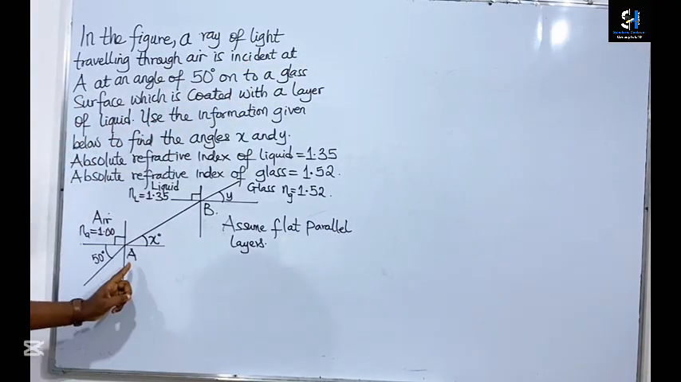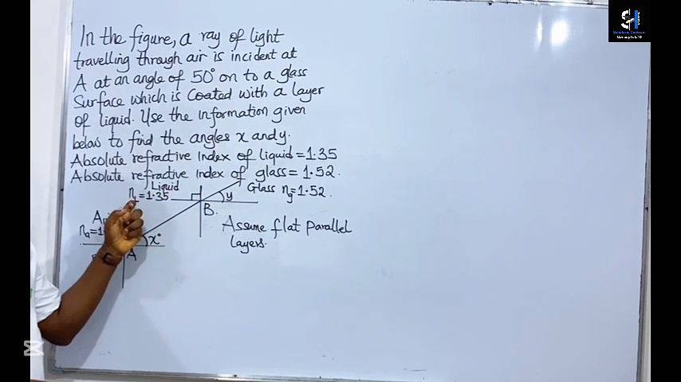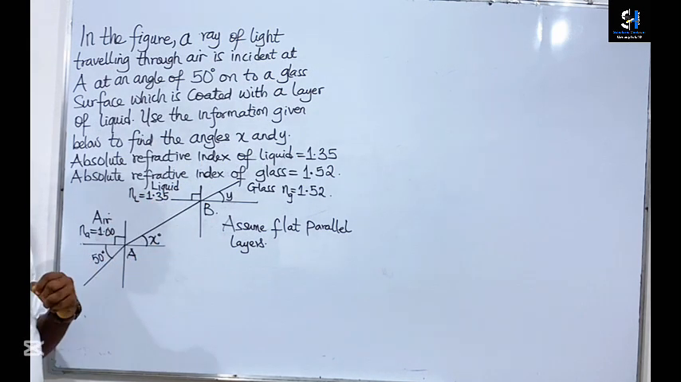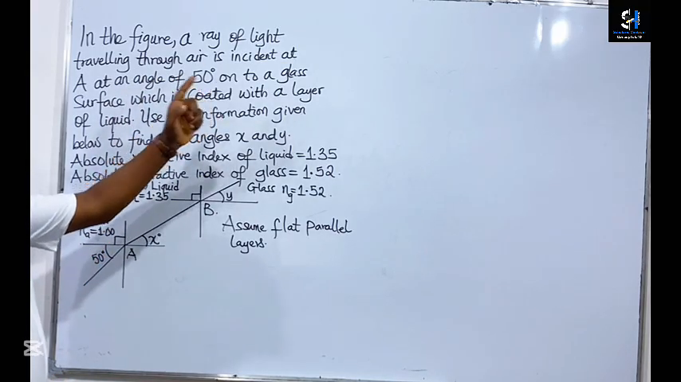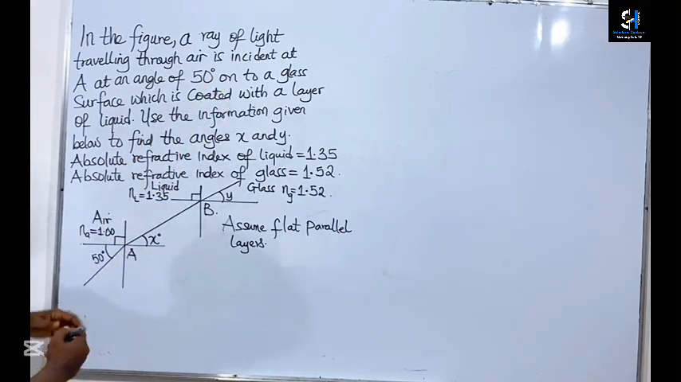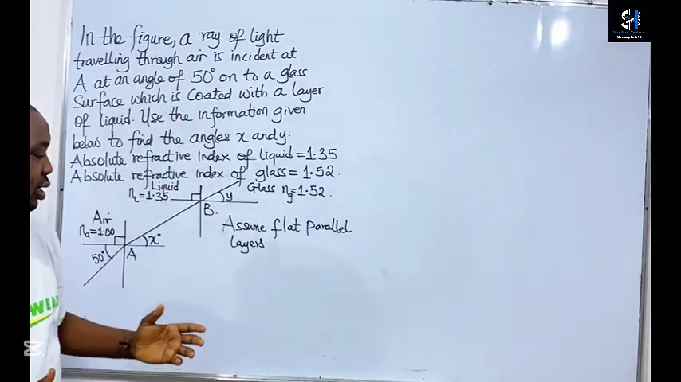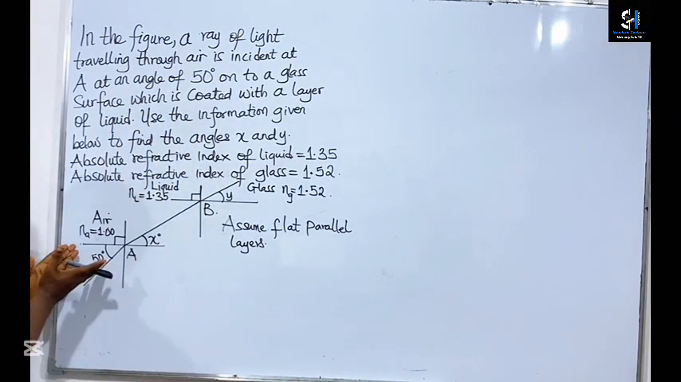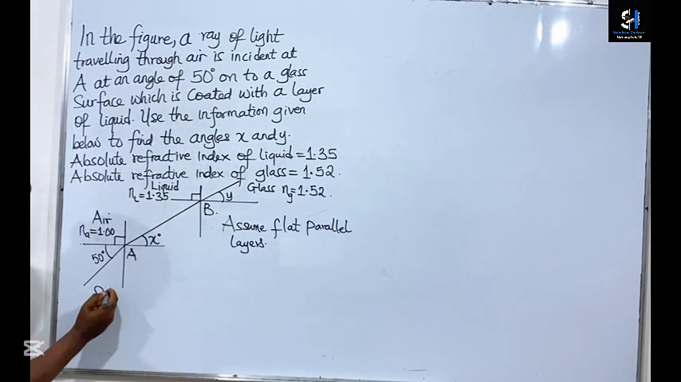This is the first boundary. The light ray passes from air into a liquid with index of refraction 1.35. A ray of light traveling through air is incident at A at an angle of 50 degrees to the glass, which means the angle the light makes with the surface is 50 degrees.